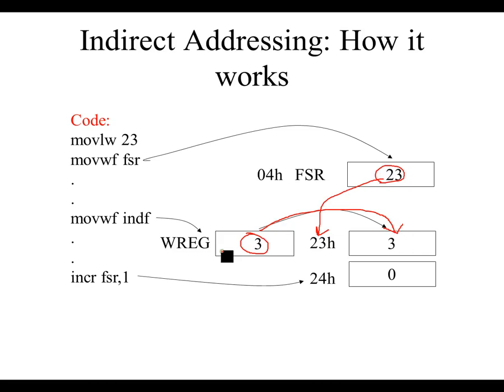That's how it works. Now you may have some more code. Then you have this increment command, increment file select register by 1. What that's going to do is increment this to 24. Now, the next time you come across this command, it's going to move the W register into this location. So that's the power and the beauty of using indirect addressing.